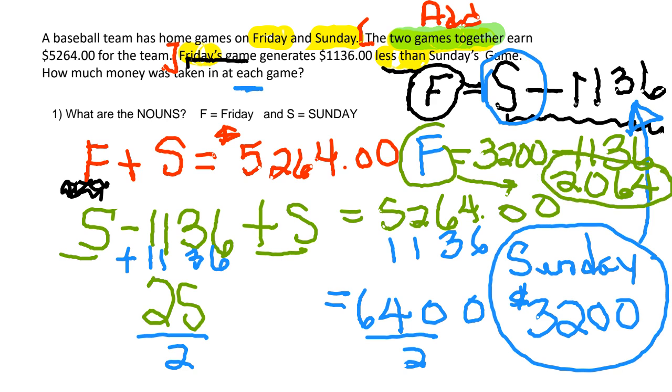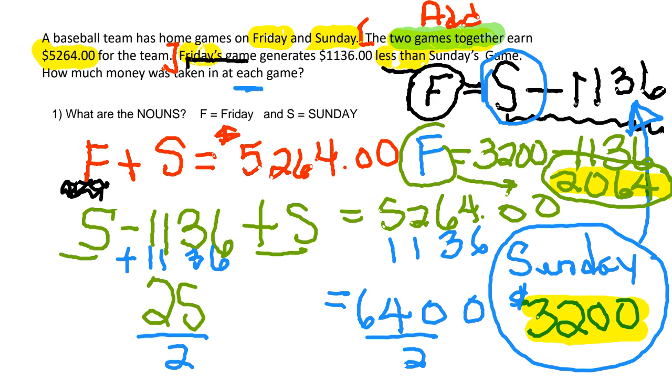Now, here's something really nice. If I take this amount and I take this amount, what do you think it's got to equal? $5,264. This is a way of checking.